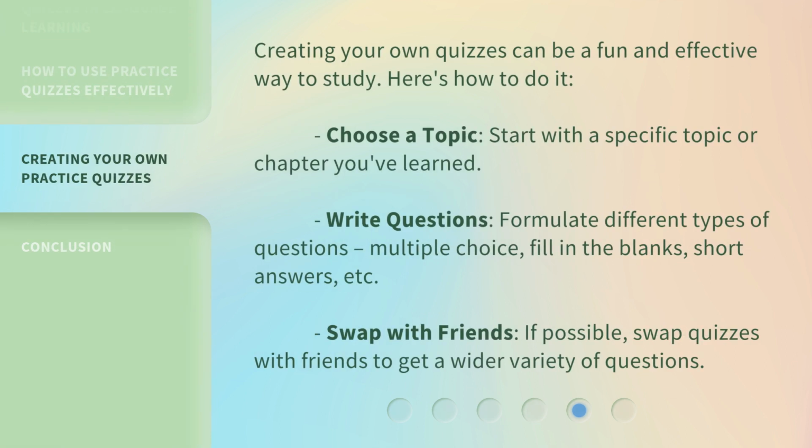Creating your own quizzes can be a fun and effective way to study. Here's how to do it. Choose a topic. Start with a specific topic or chapter you've learned. Write questions. Formulate different types of questions. Multiple choice, fill in the blanks, short answers, etc. Swap with friends. If possible, swap quizzes with friends to get a wider variety of questions.